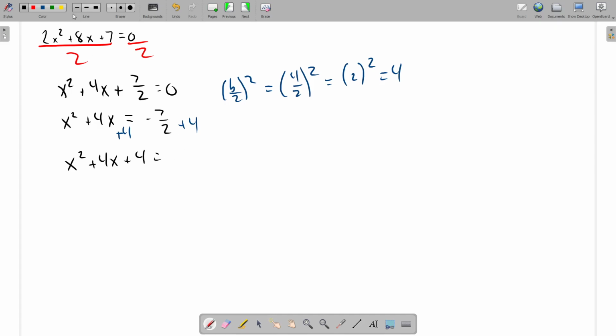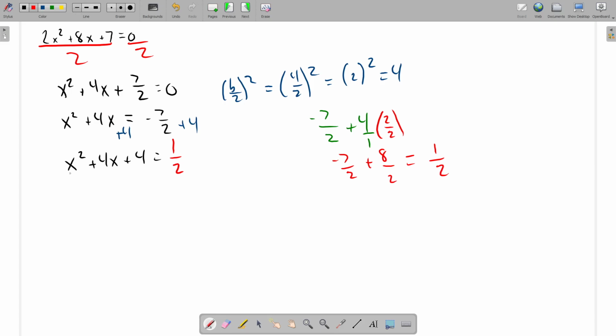Negative 7 halves plus 4. Let's do this over here. Negative 7 halves plus 4. How can I add these? How do we add fractions? Well, recall that in order to add or subtract fractions, we need to have a common denominator. The denominator of this 4 is 1. So to make them have the same denominator, I'm going to multiply the top and bottom by 2. So negative 7 halves plus 8 halves. Now that we have the same denominator of 2, I can just add the numerators. Negative 7 plus 8 is positive 1. So on the right side of this, we have positive 1 half.